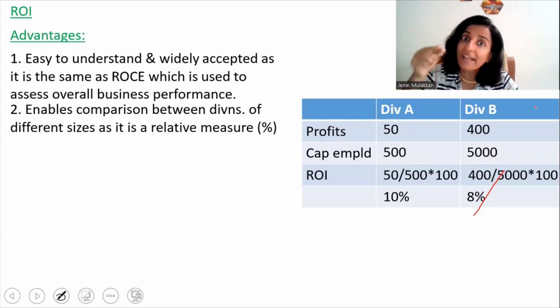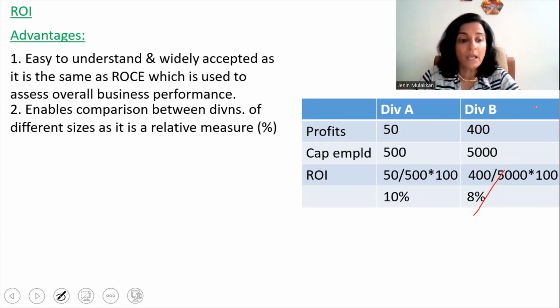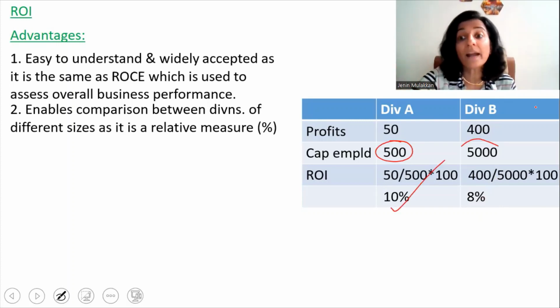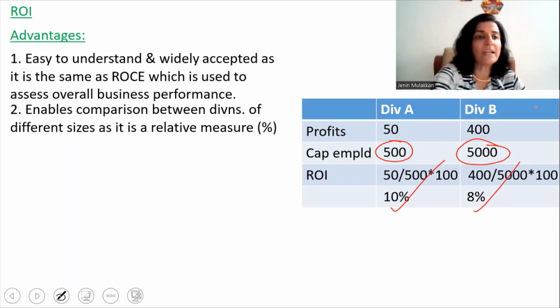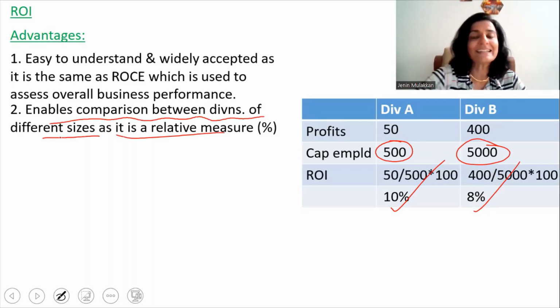It is division A which is performing better than division B because it has managed to generate a profit of 10%. But division B had a higher capital of 5,000 and the profit percentage that it could generate on its capital was just 8%. That is what is mentioned in the second point. It enables comparison between divisions of different sizes as it is a relative measure.